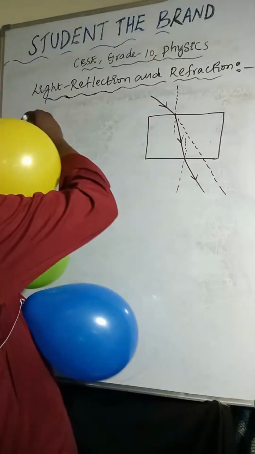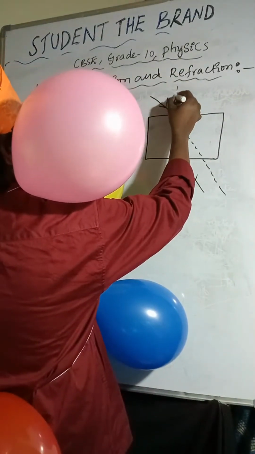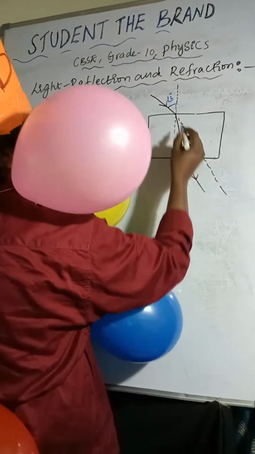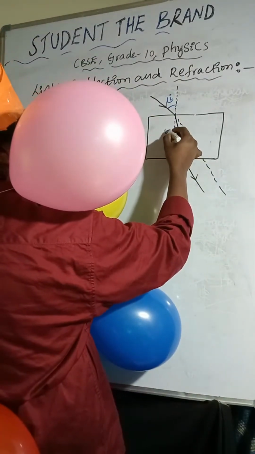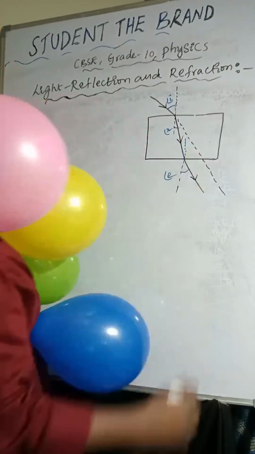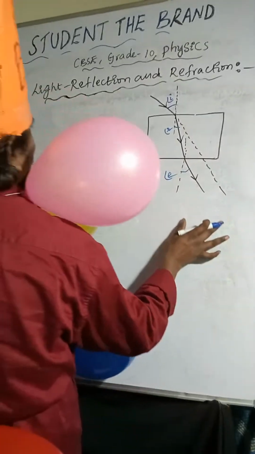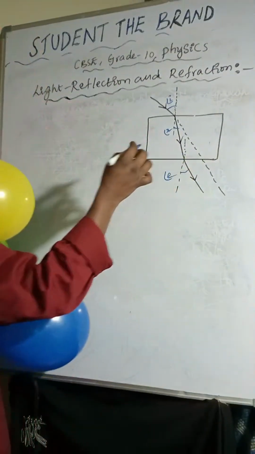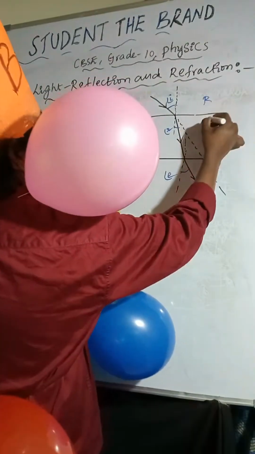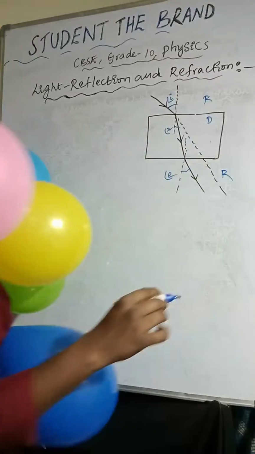The angle between the incident ray and the normal line is called the angle of incidence. The angle between the refracted ray and the normal line is called the angle of refraction. The angle between the emergent ray and the normal line is called the angle of emergence. Here you can observe a rarer medium, then a denser medium, and again denser to rarer.